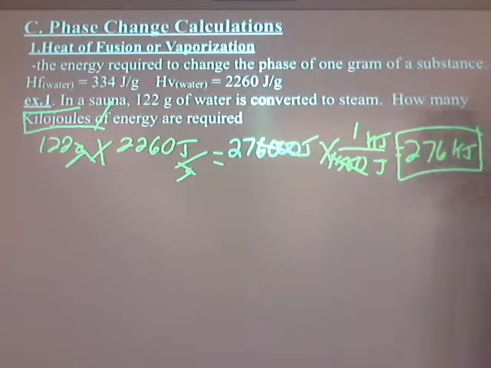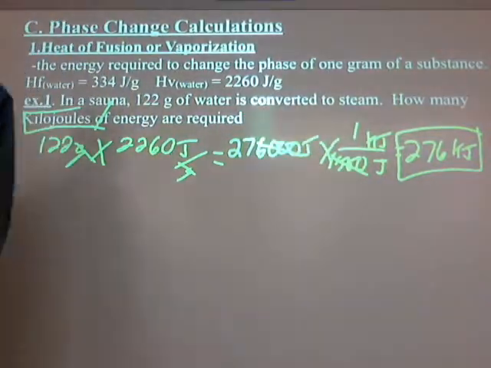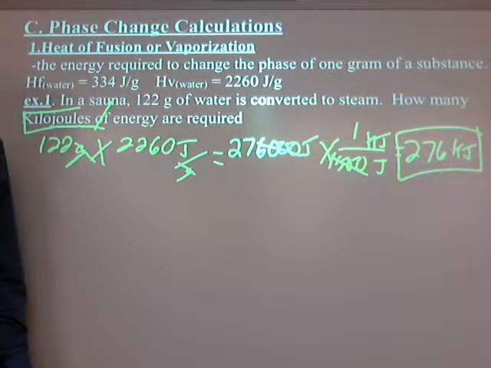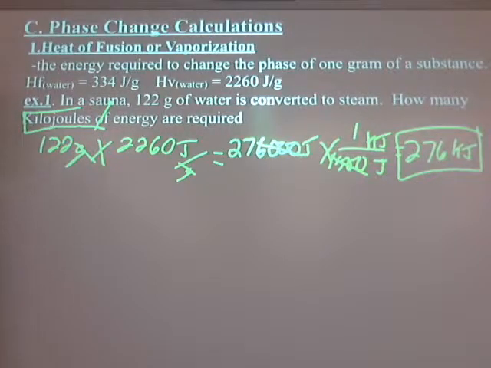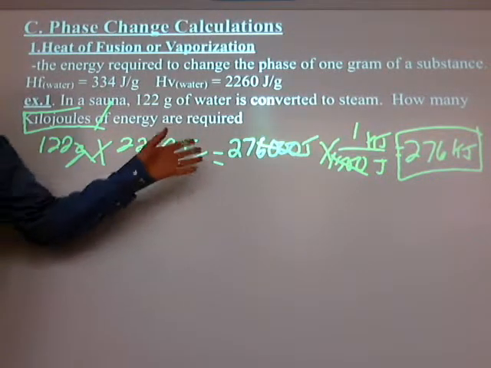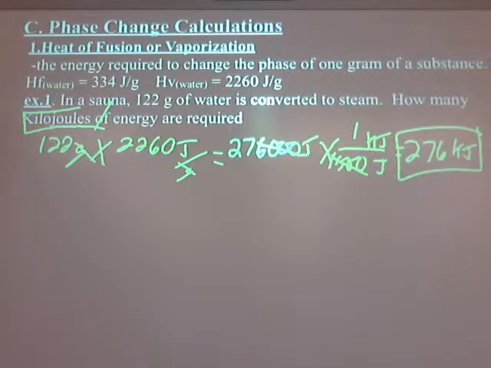By the way, 122 grams of water is not a lot of water. It's about a cup, about 122 milliliters of water. And that's how much energy it takes to boil that, to convert it to steam, assuming it was already at boiling point, already at 100 degrees.